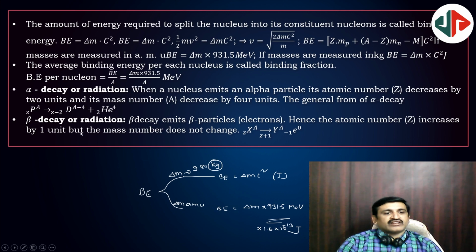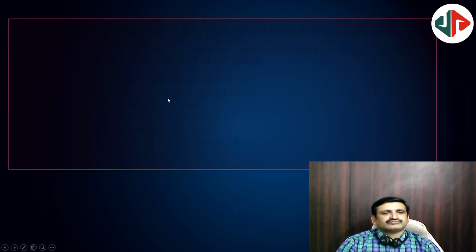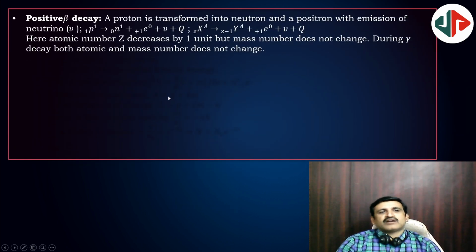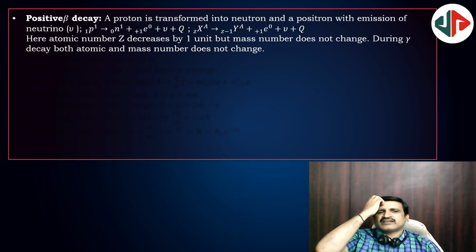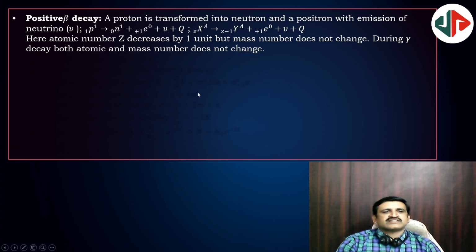Beta decay: when an unstable nucleus sends beta out, that means beta minus particles, which are nothing but electrons. When an electron comes out, atomic number increases by 1, mass number remains unchanged. And in positive beta decay, whenever a positron comes out, mass number remains unchanged, atomic number decreases by 1.